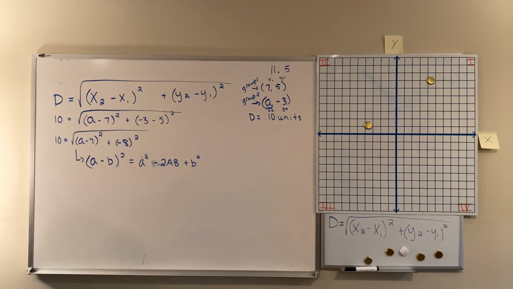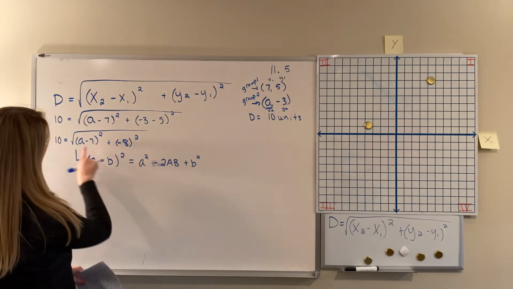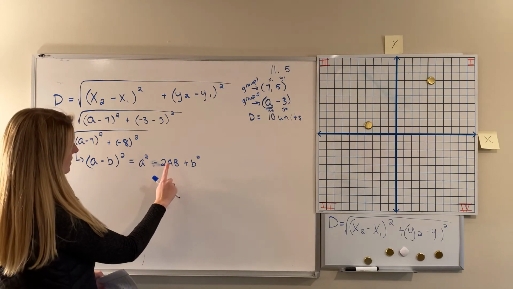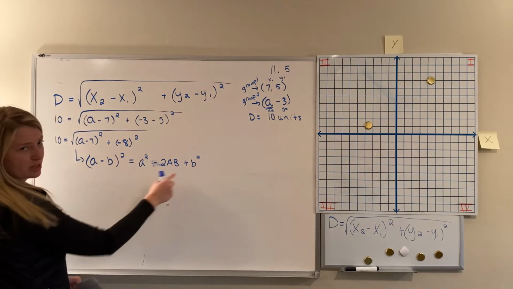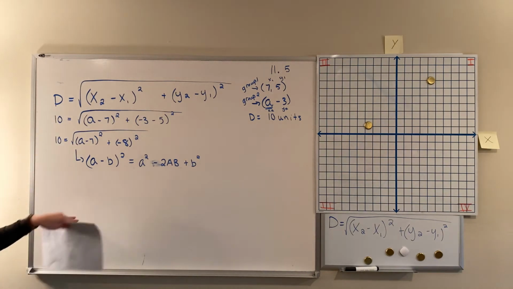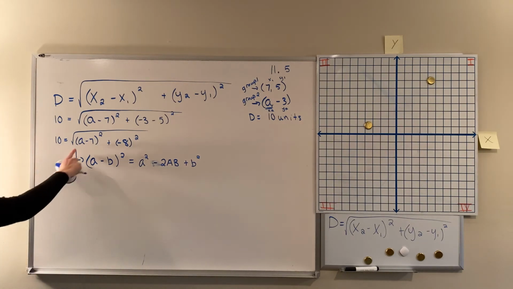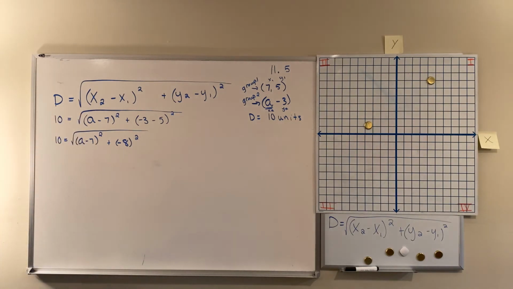We need to expand it to see if we can go any further so that we can start to isolate A. Because it's in (A minus 7) squared form, we're going to factor it as A squared minus 2AB, where A is literally A and B is 7. So negative 2 times A times 7, plus 7 squared, which is our B value. Take a minute, pause your screen if you need to, and write this down because I'm about to erase it. I'm going to factor (A minus 7) squared into its perfect square trinomial.